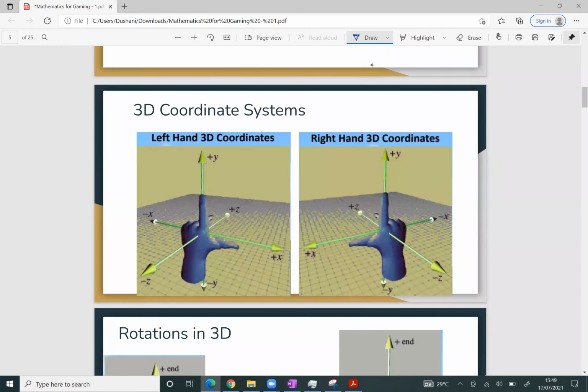The 3D coordinate system is formed by a point called the origin and a basis consisting of three mutual perpendicular vectors. The coordinates of any point in the space are determined by three real numbers, namely x, y, and z.